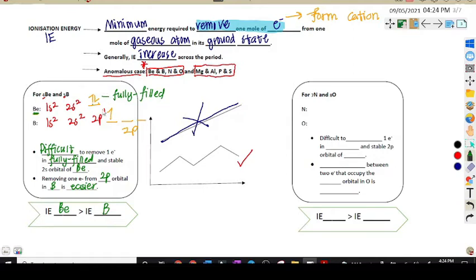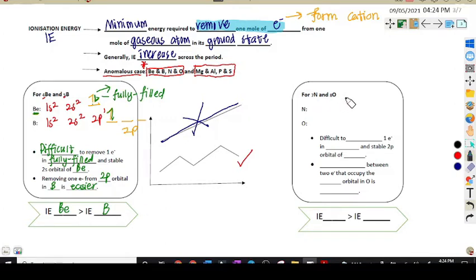So the IE for beryllium would be higher than that of boron, because beryllium is fully filled, so we need extra energy to remove this electron. Compared to boron, which only has 1 electron in 2p1, it would be much easier to remove an electron in boron. So it has lower ionization energy.